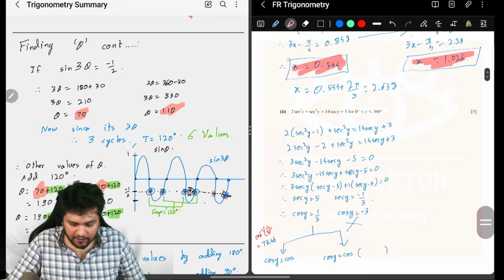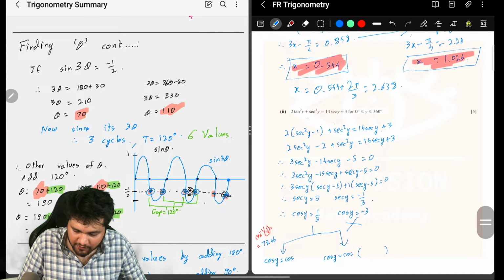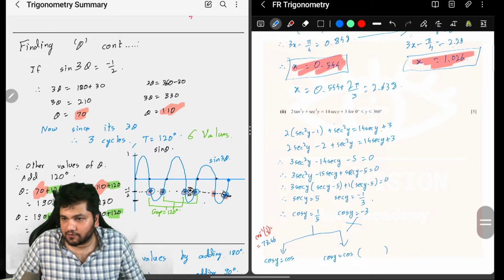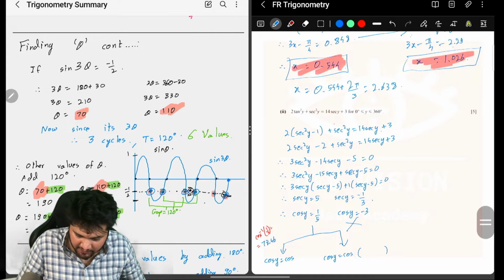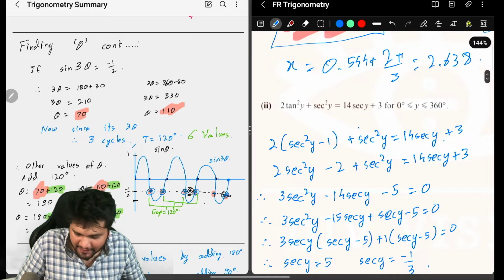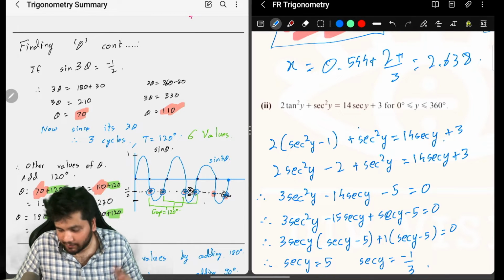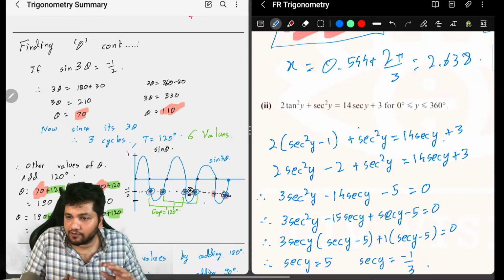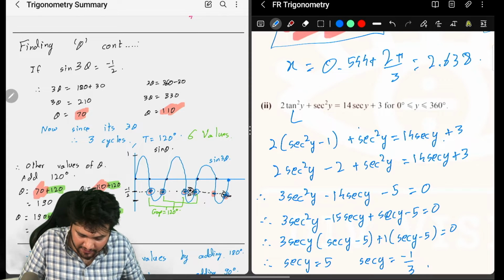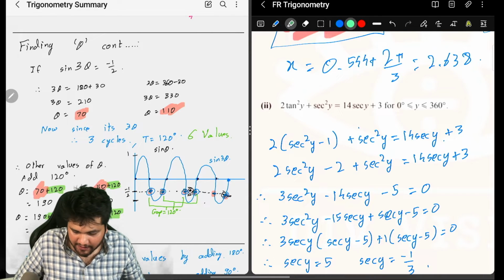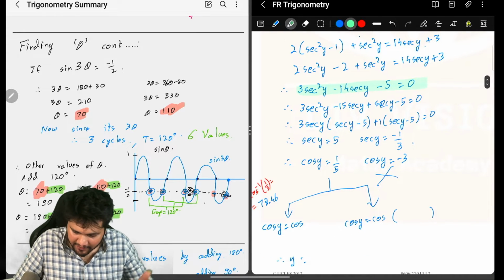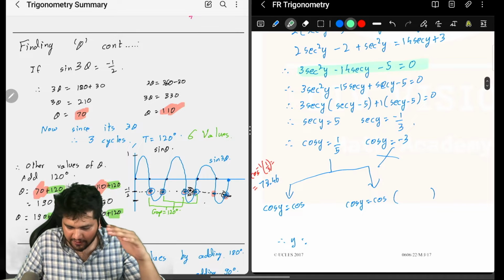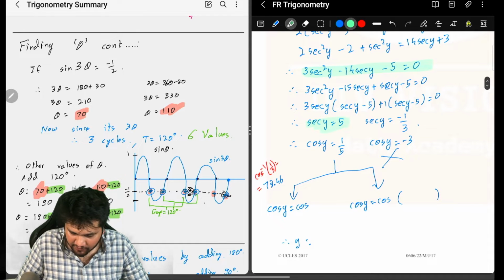Now the other one is with respect to identities. Here you can see 2 tan square y plus sec square y is equal to 14 sec y plus 3 is equal to 0, and they've given y values between 0 and 360 degrees. Generally I prefer converting sec square in terms of tan, but here since there is a single sec, I need to convert everything in terms of sec. So tan square y is nothing but sec square y minus 1, using identities. Then I further solved it, and you get a quadratic equation like this. We'll solve this quadratic equation and we'll get two values of sec y.